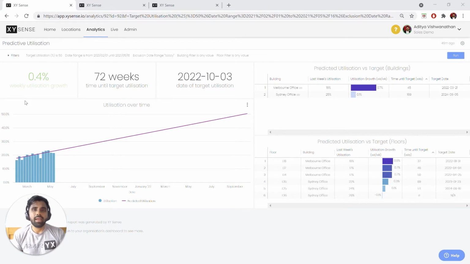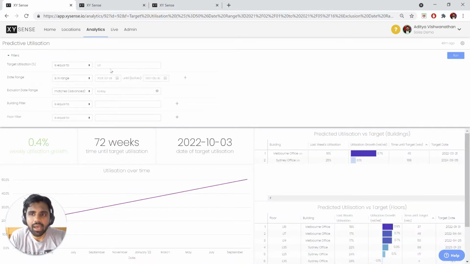Now, it's targeted at real estate planners, occupancy planners, and real estate managers alike, whose goal is to set out realistic utilization targets among all workplace teams, and then track those targets over time. So let's take a look at how to use this dashboard.